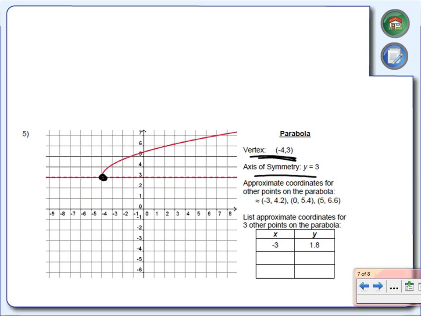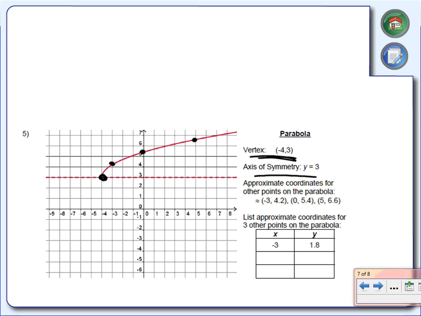They've also given me some ordered pairs that are on this U shape. One of those points is negative 3, positive 4.2. So let me find that one. Negative 3, positive 4.2. They're referring to this point right there. 0, 5.4. They're referring to this point right here. And the other one they give me is 5, 6.6, which is this point right here. So they've given me these points.